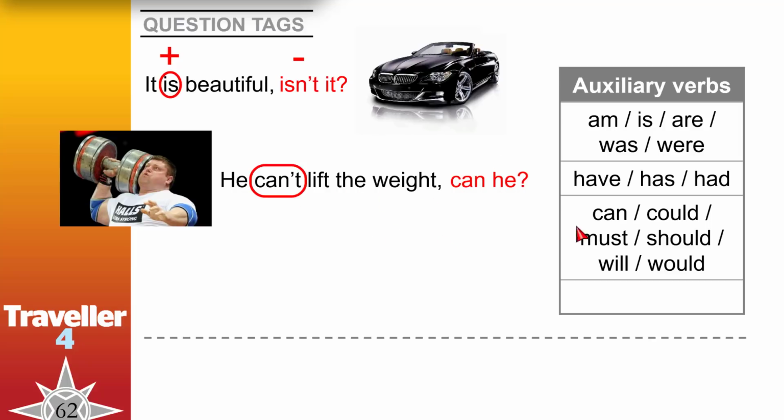Now, where is the auxiliary verb here? It's can't. Can, can't. The same thing. We have it negative here, can't. We need it affirmative here. Can he? Now look at the final example.